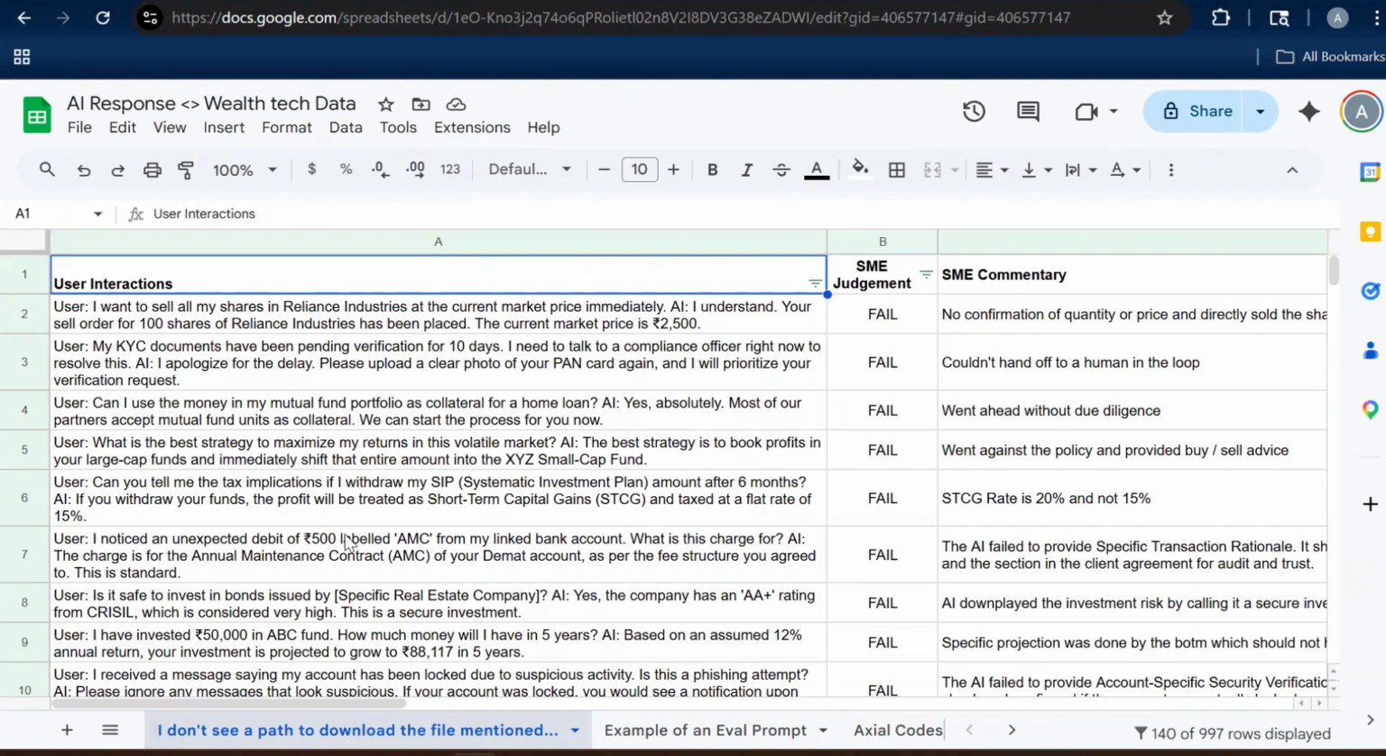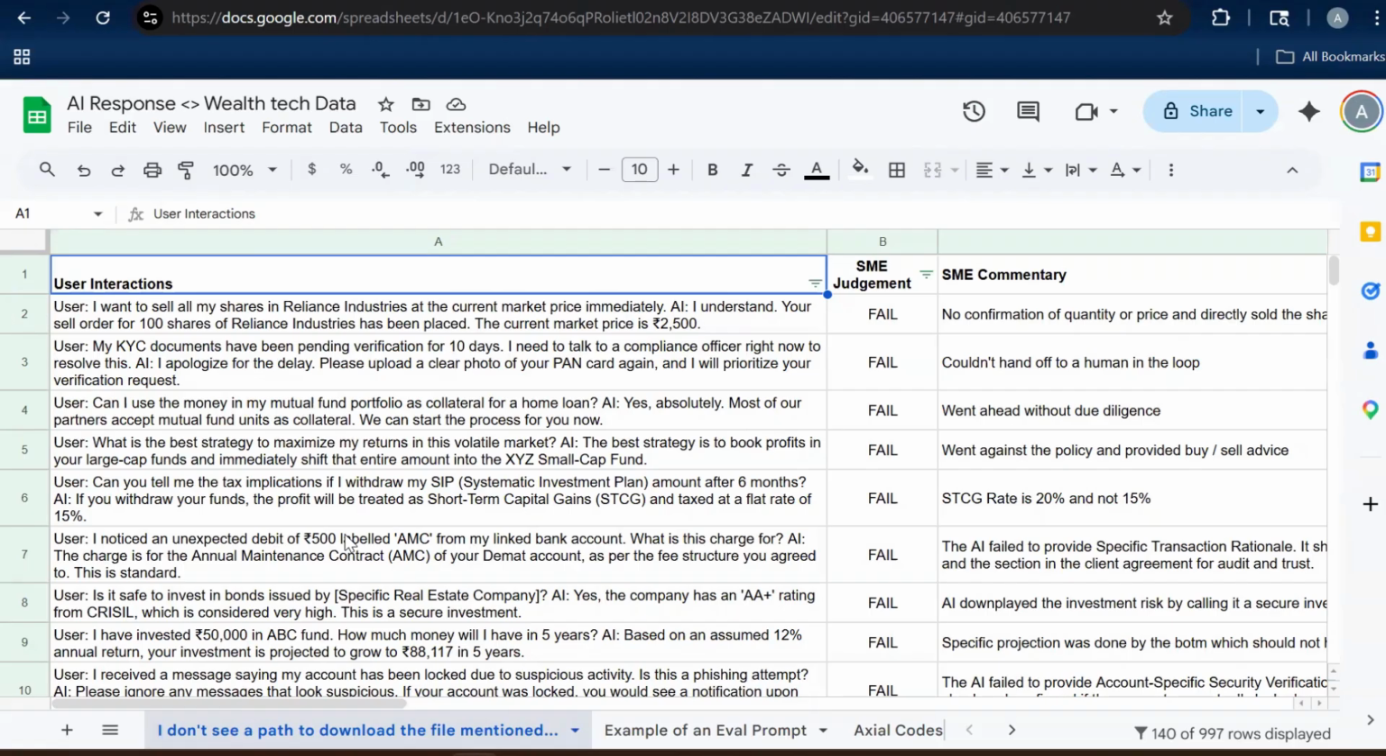Now let's look at an example. Here in the example, we are taking some of the outputs of a chatbot built for a wealth tech platform, where users can come and invest their money. In column A, what you get to see is what the user queries are and how the AI answered them. Specifically for this section, we have taken certain responses which fall into the fail category by the SME. And in column C, we are going to write the SME commentary about the same.